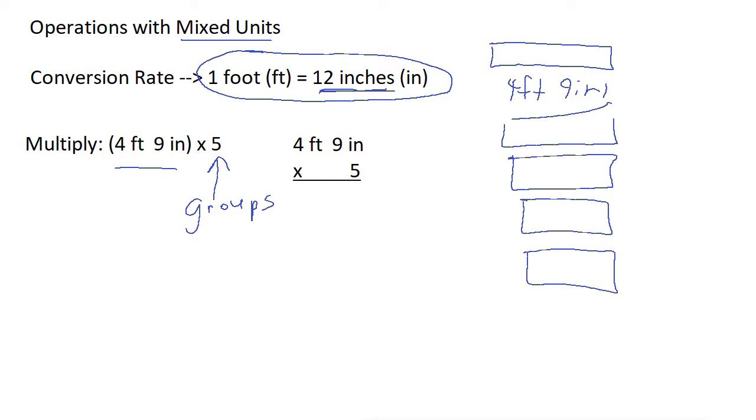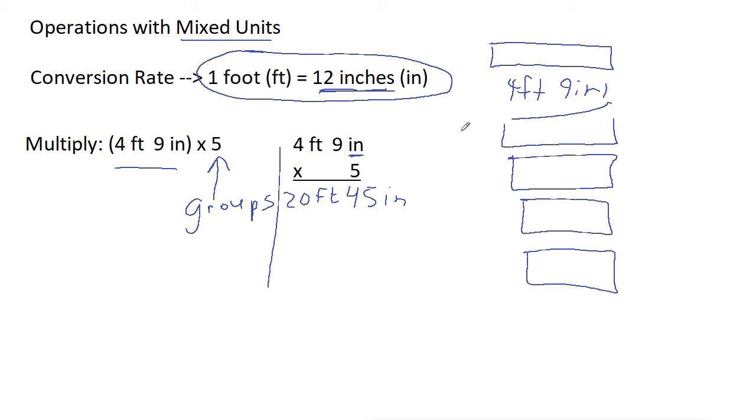And here, just like with multiplication, if this was like 49 times 5, I would do 5 times 9 and 5 times 4. So I'm going to do it the same way. I'm going to start with 5 times 9 inches, or 9 inches times 5, and that's going to be 45 inches. Okay, that's a 5. 45 inches, because it was 9 inches times 5, and now 5 times 4 feet, or 4 feet times 5, is going to give me 20 feet. So 20 feet, 45 inches is my initial answer.